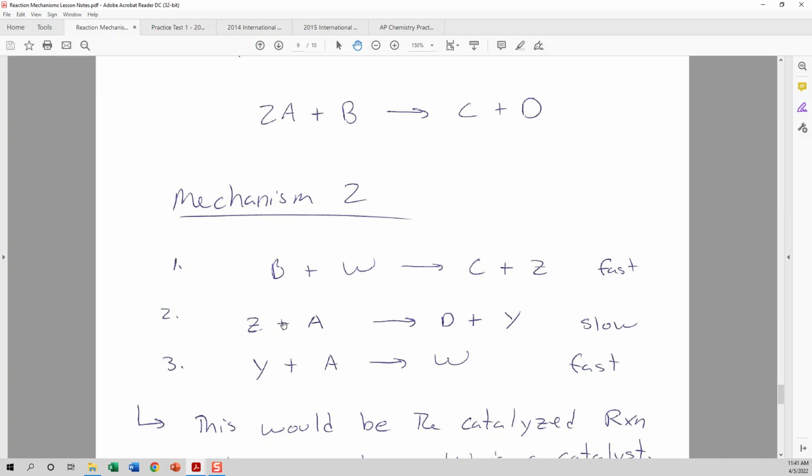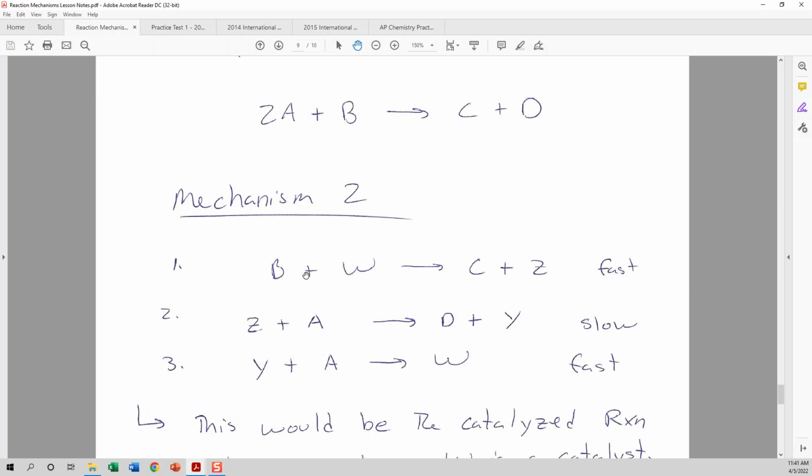So we have two intermediates here. Z is an intermediate. Y is an intermediate. But we also have this new thing, W, that's in the mechanism. But it cancels out. So if we add these three steps together, we end up with this reaction: 2A plus B yields C plus D. So we end up with that reaction, but we have this new thing, W, and it's not an intermediate.